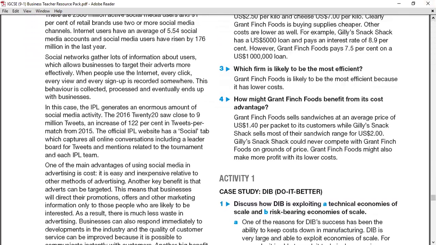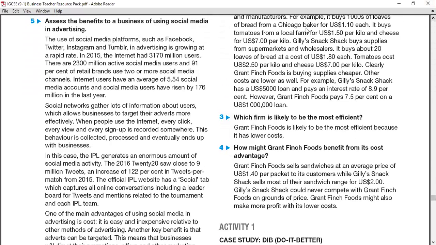In this case, you can see the lengthy answer. Social media, you can see the definition. Social media platforms are Facebook, Twitter, Instagram, Tumblr. You can see Twitter, WhatsApp, Instagram. So many things are there. It's growing at a rapid rate. In 2015, about 3.1 billion users, and 2.3 billion active social media users are there. And they've given all the application points you can see first there.